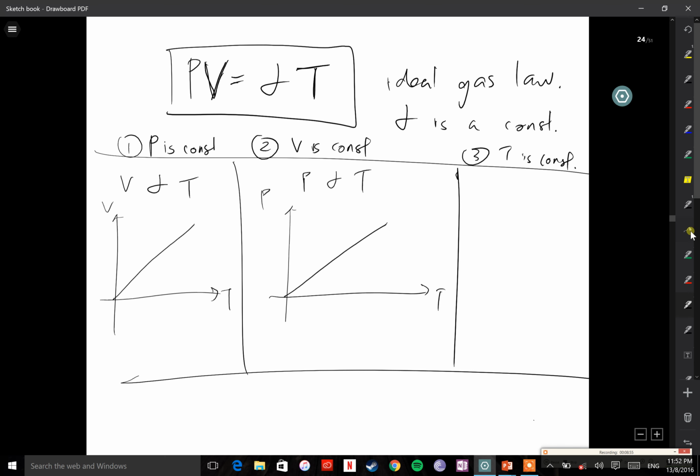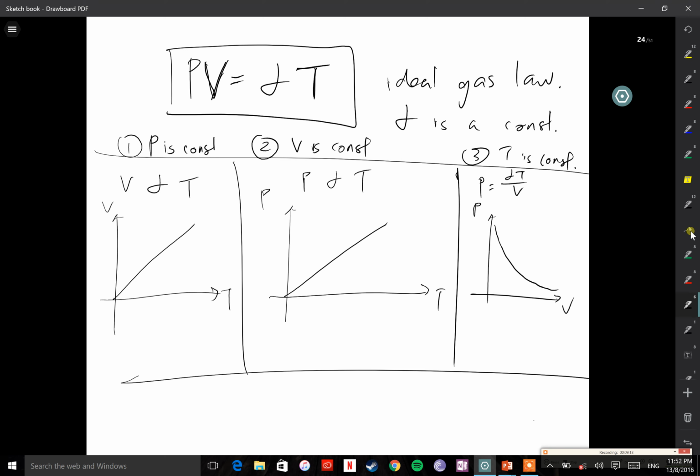However, when T is constant, then P equals alpha T over V. Then you do realize that this is an inverse graph, and the inverse graph will look something like this. These are the three graphs that are most important in this chapter, and I need you all to understand. I will explain more in class during the question time: how this equation is formed, and what are the impacts of these three graphs.